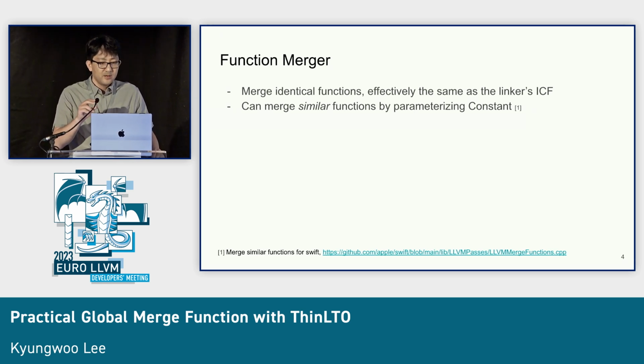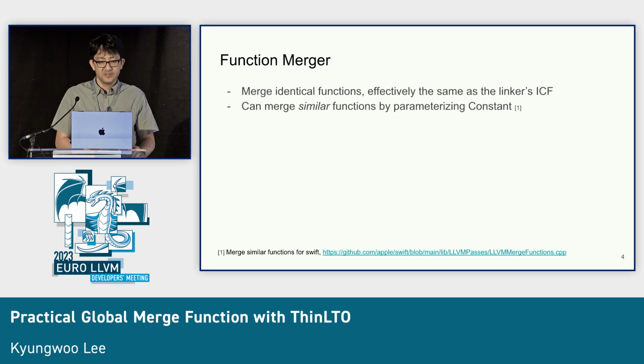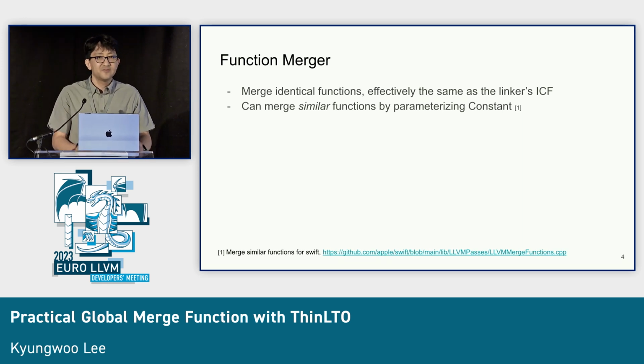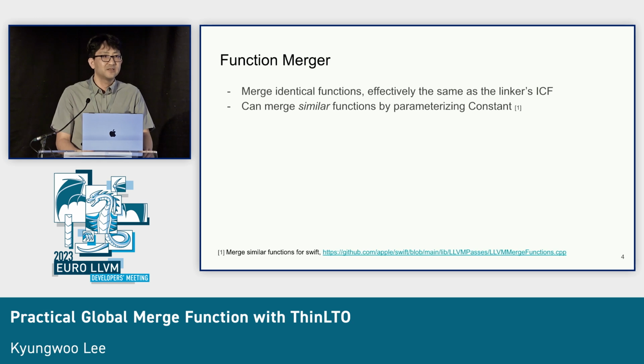A function merger does a similar thing. The scope is actually the entire function, rather than a specific code sequence within the block, as the machine outliner does. LLVM already has a built-in function merger, but we observed that the existing built-in function merger merges only identical functions, which is essentially the same as the linker's identical code folding. So we are questioning the effectiveness of the built-in function merger.